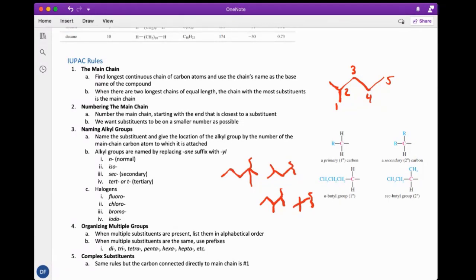To differentiate what iso and sec is, sec just means secondary, which means that the atom that's adjacent to the main chain is a secondary atom, which means that it's connected to 2 other carbons. And T or tert means tertiary, meaning it's connected to 3 other carbons.